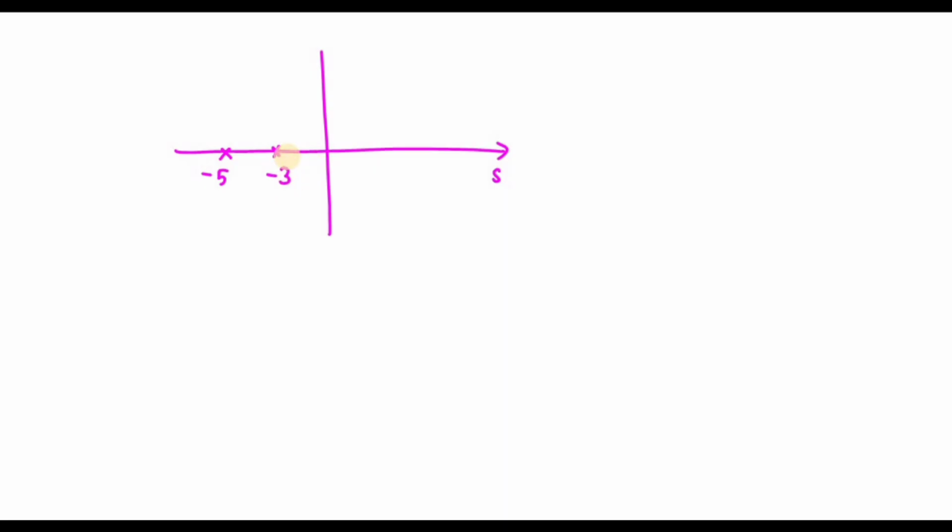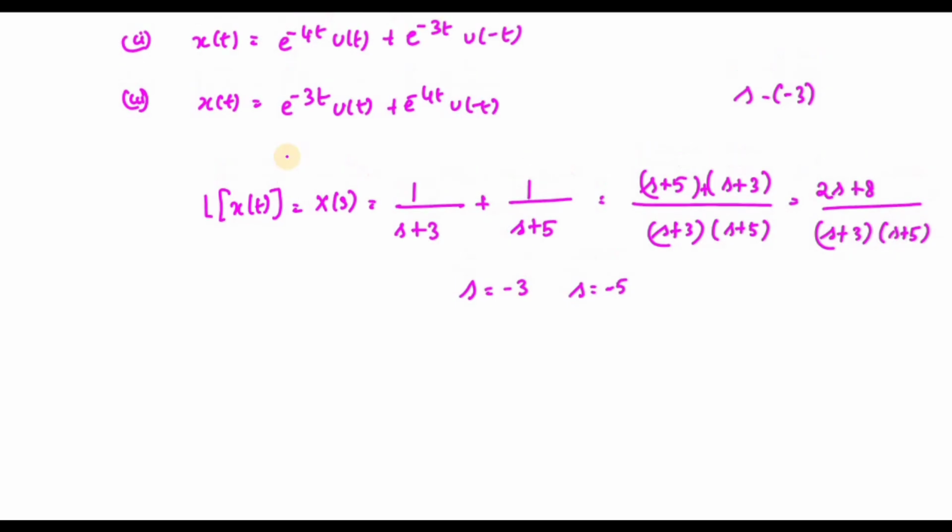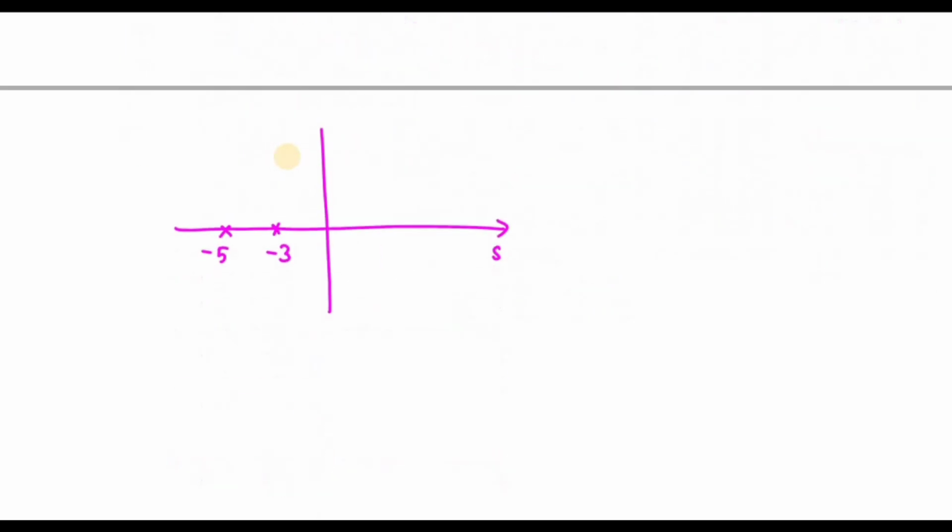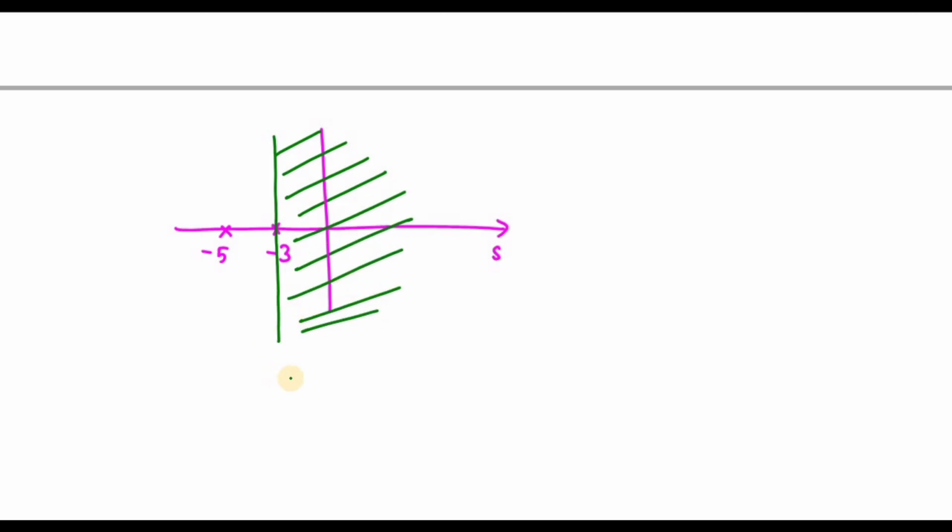Since they have given this as u(t), we have to draw it from minus 3. So this is my region of convergence. This portion is called ROC, region of convergence. So I can write it as the region of convergence of s: s must be greater than minus 3.